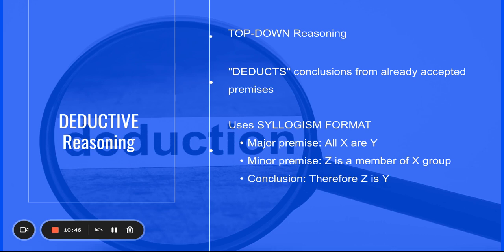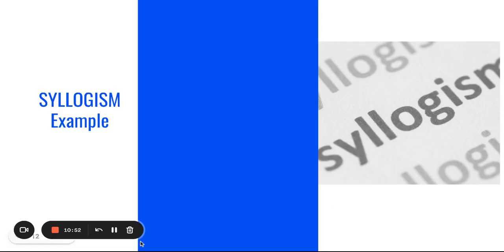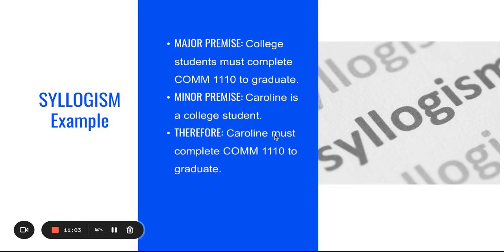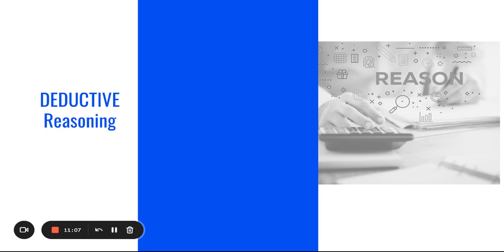Major premise: all X are Y. Minor premise: Z is a member of X group. Conclusion: therefore, Z is Y. So, syllogism example. Major premise: college students must complete Communications 1110 to graduate. Minor premise: Caroline is a college student. Therefore, Caroline must complete Com 1110 to graduate.